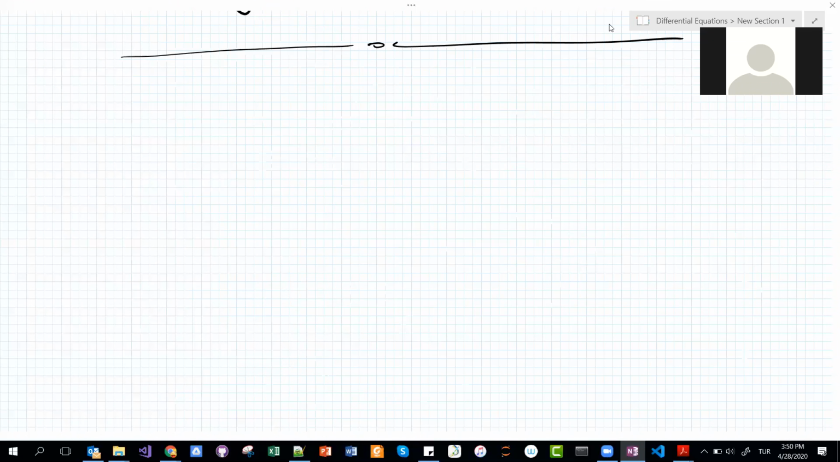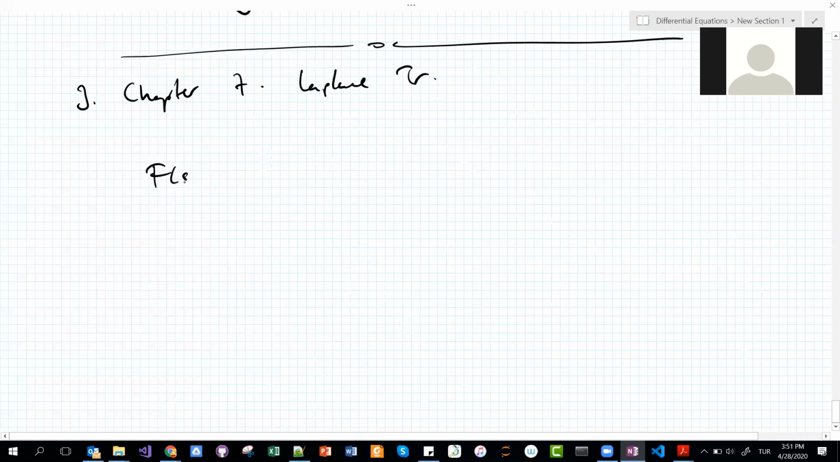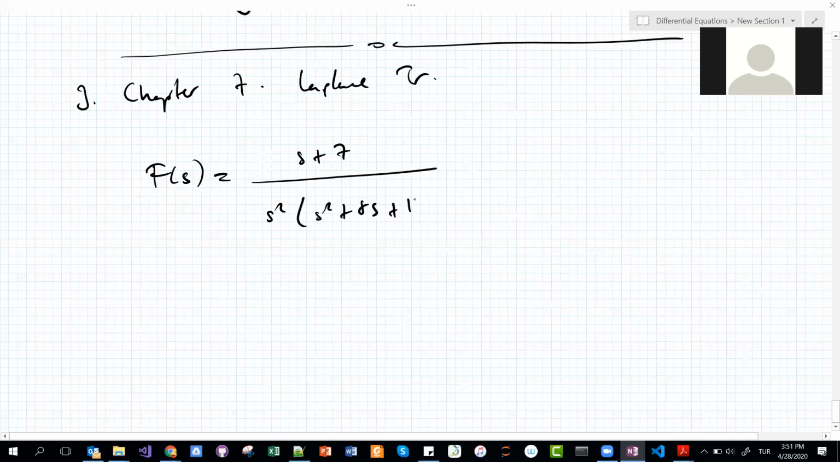So the last section is going to be the Laplace transformation, guys. So the first question is about the inverse Laplace. Chapter 7, Laplace. The first question is this one, F of s, which is equal to s plus 7 over s squared times (s squared plus 8s plus 17).